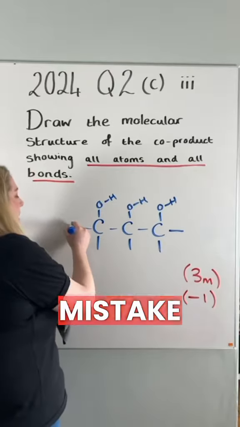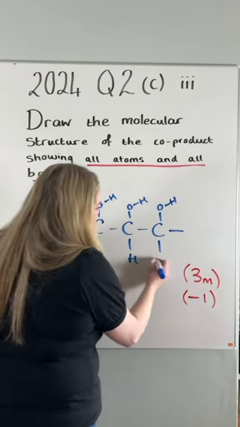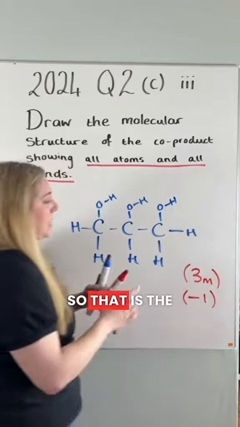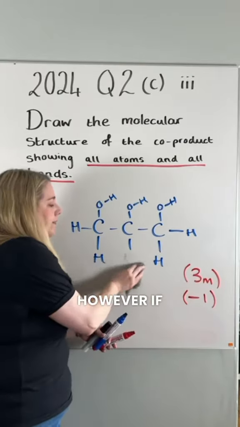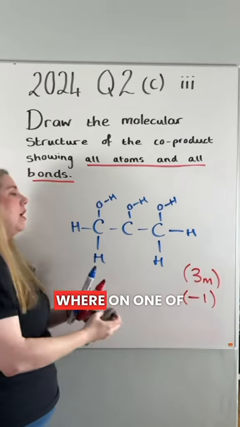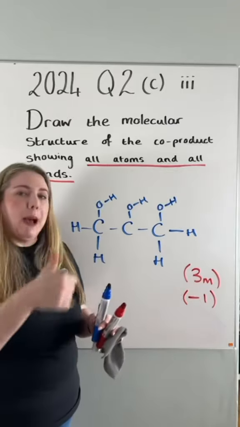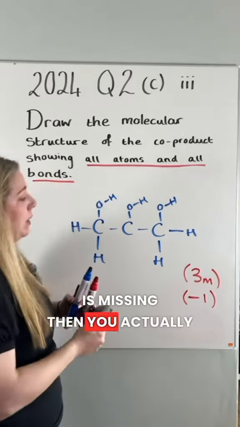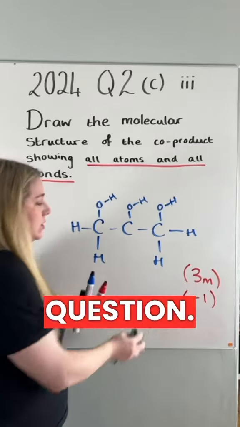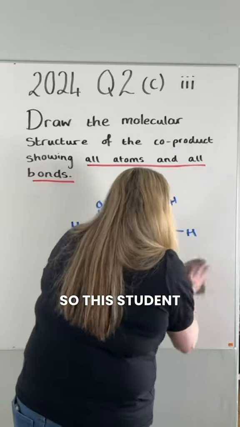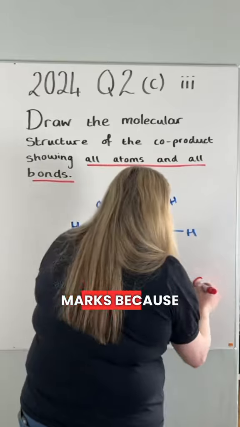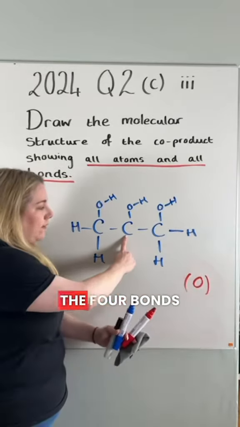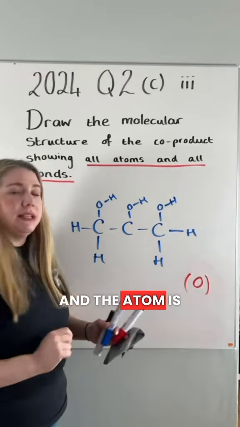Now, a mistake that cost you all of your marks is this. So that is the correct structure. However, if you did this, where on one of the carbon atoms, 1 bond and 1 of the atoms is missing, then you actually lose all of the marks for this question. So this student would get 0 marks because you're not showing the 4 bonds to carbon here and the atom is also missing.